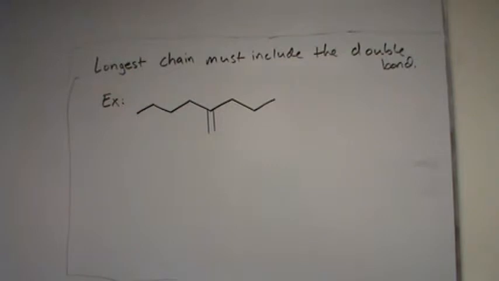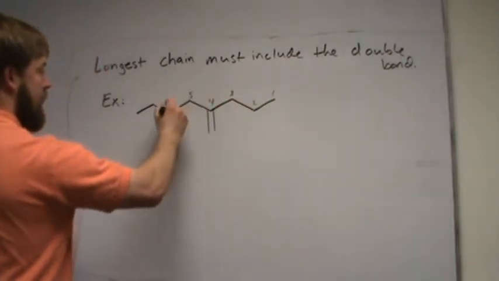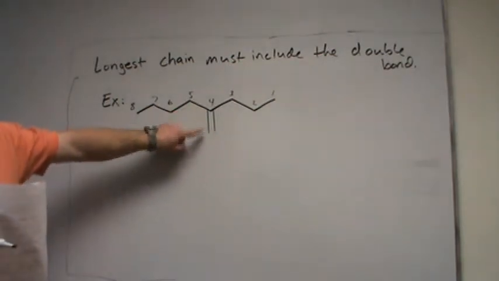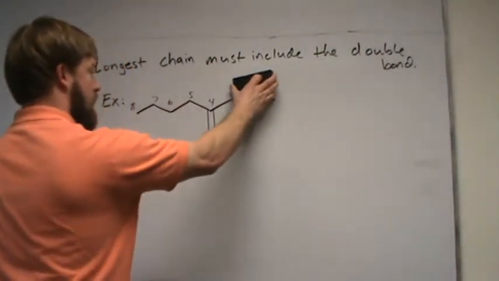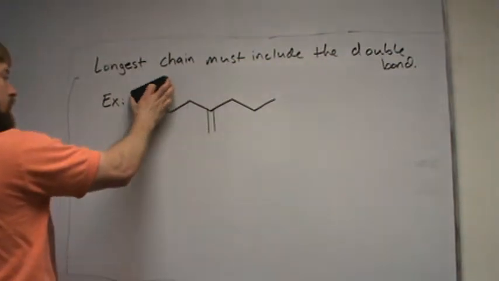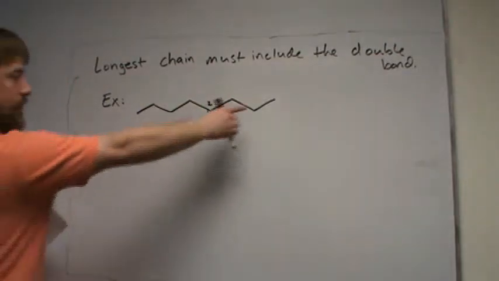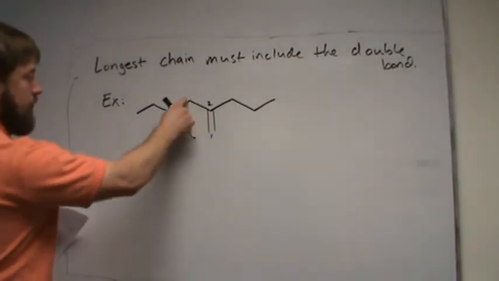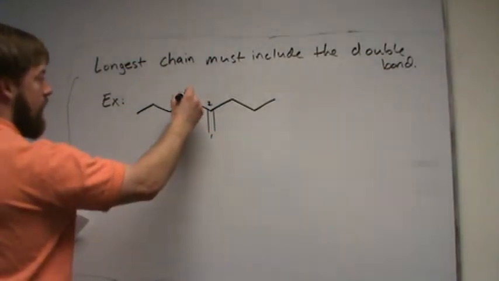If I were to name this and all you remembered was to find the longest chain, you would say 1, 2, 3, 4, 5, 6, 7, 8. Okay, but that longest chain does not include the entire double bond. So it's no good. Instead, we're going to start numbering here. 1, 2. If we go this way, it'd be 1, 2, 3, 4, 5. If we go to the left, it'd be 1, 2, 3, 4, 5, 6. We go to the left, so we have our longest chain that includes the double bond.